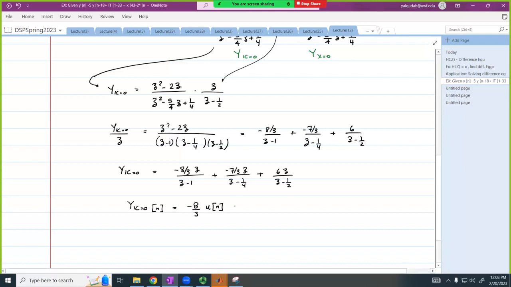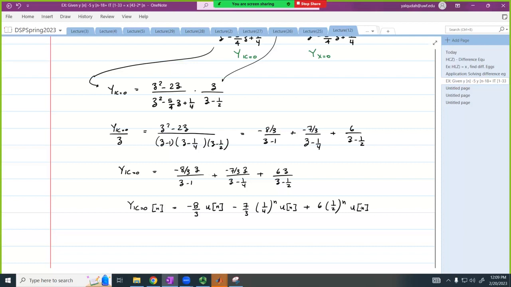Okay, the second term: 7 over 3 multiplied by 1 over 4 to the power of n, u of n, plus 6 multiplied by 1/2 to the n, u of n. Where is this output coming from? From the input.